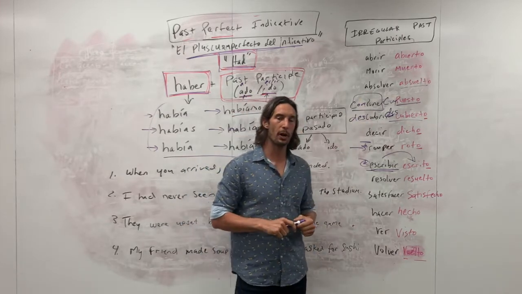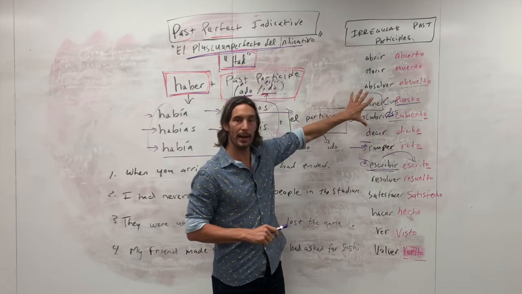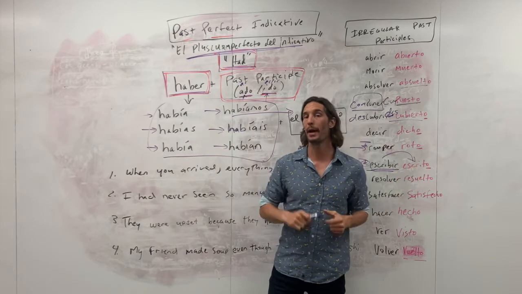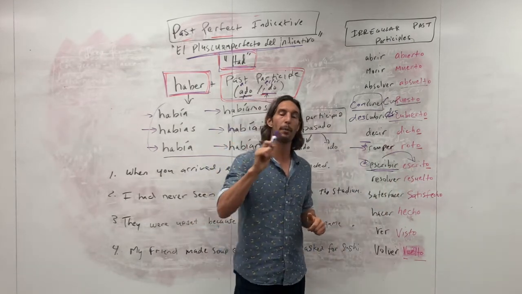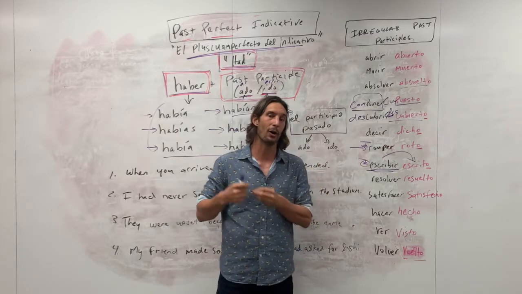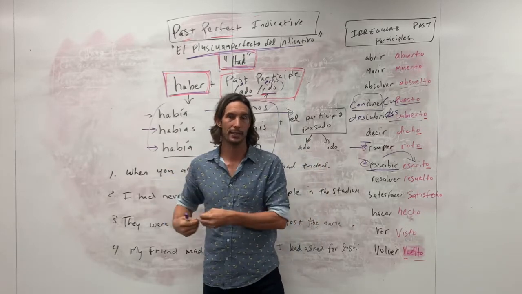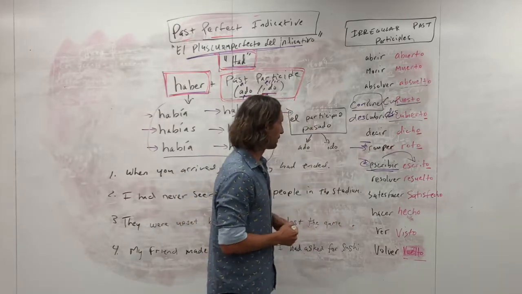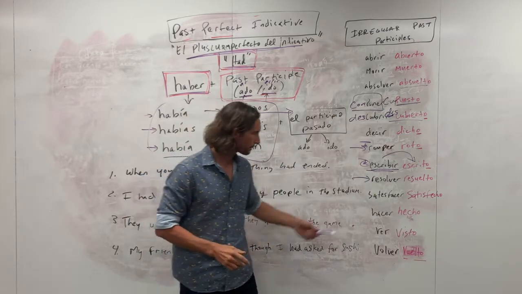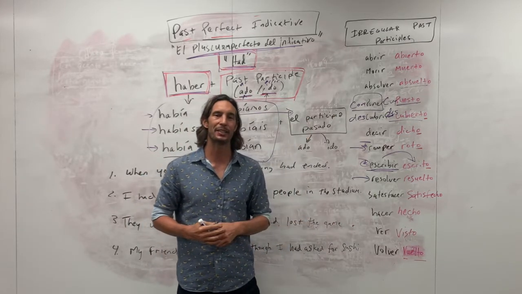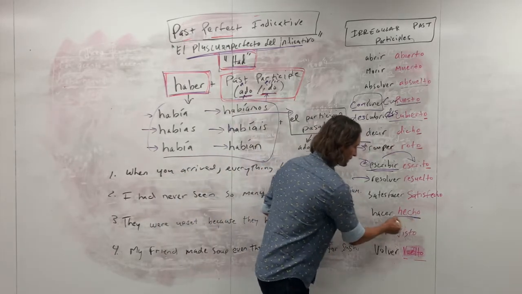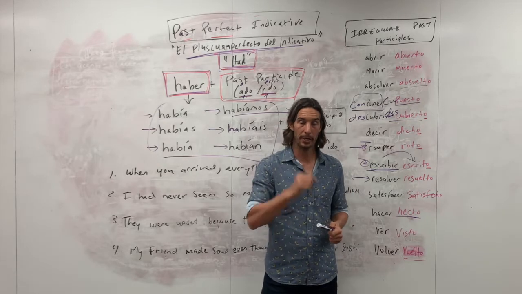But the cool part to all of them, like I said, is what is irregular here for the past perfect indicative is irregular for all past participles, for all perfect tenses. Well, those past participles that are irregular for all perfect tenses. That was a mouthful. So, all right, moving right along. Resolver becomes resuelto. Satisfacer becomes satisfecho. Hacer becomes hecho. Ver, to see, becomes visto.